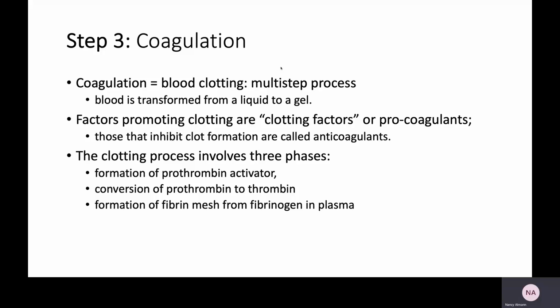There are 3 phases to the clotting process. The first is the formation of a prothrombin activator. Then you will convert prothrombin to the active form, thrombin. And in addition to that, you will form a fibrin mesh from fibrinogen in plasma.